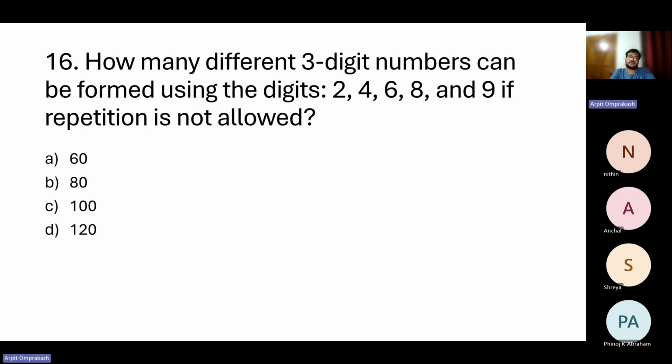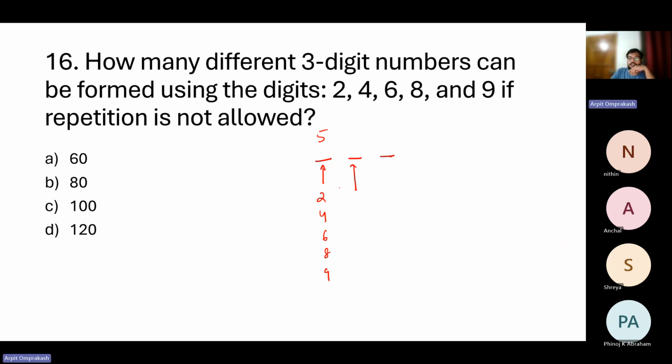Question number 16. How many different 3-digit numbers can be formed using the digits 2, 4, 6, 8, and 9 if repetition is not allowed? So we are trying to form a 3-digit number here, so we have 3 blanks to fill. We are given 5 digits, and once one digit is used, it cannot be used again. For the first digit, it can be either 2, 4, 6, 8, or 9, so we have 5 choices here.